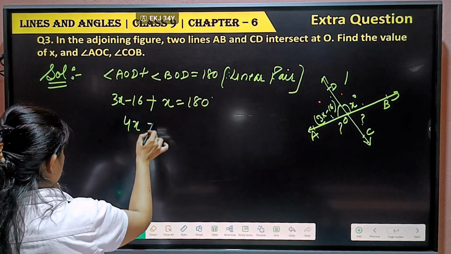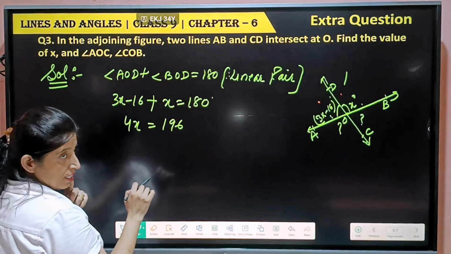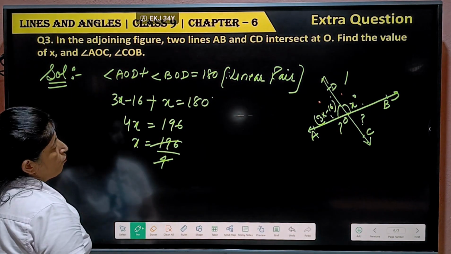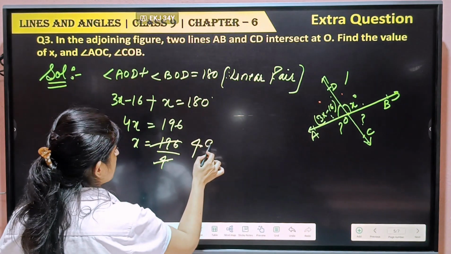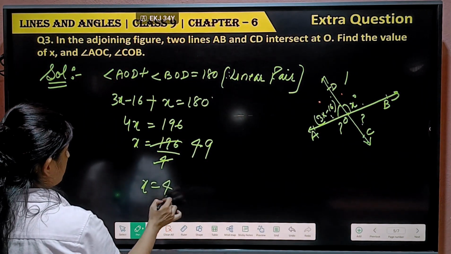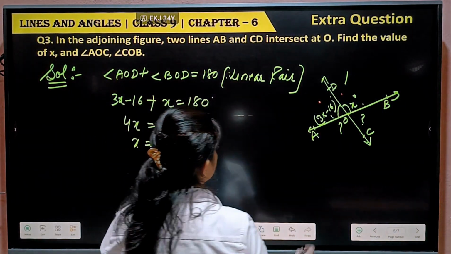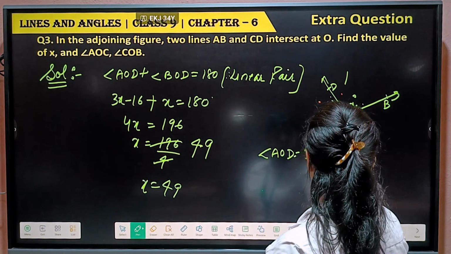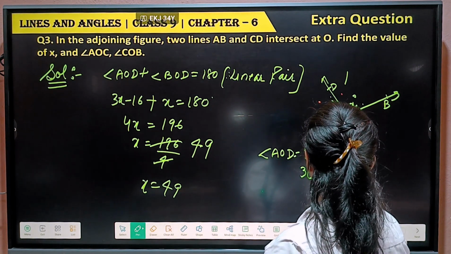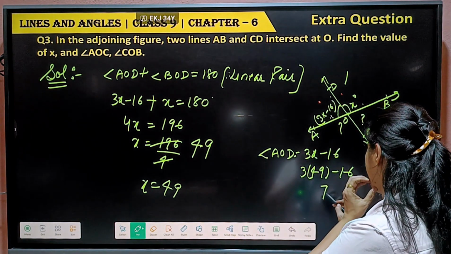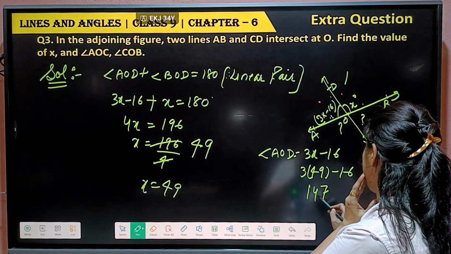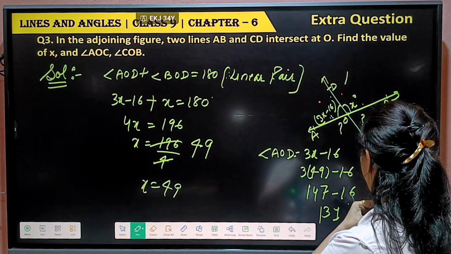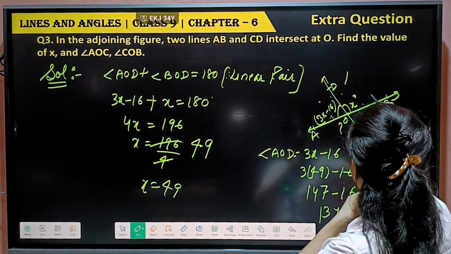x plus 3x is 4x, equal to 16 will go to this side, it will become 196. x is equal to 196 by 4. 4 4s are 16, 4 9s are 36. The x value came 49. Now put this x value in this, then angle AOD will come 3x minus 16. 3 into 49 minus 16. 9 3s are 27, 4 3s are 12, so 147 minus 16. 7 minus 6 is 1, 4 minus 1 is 3, so 131. So the first angle is 131 and the x value is 49.